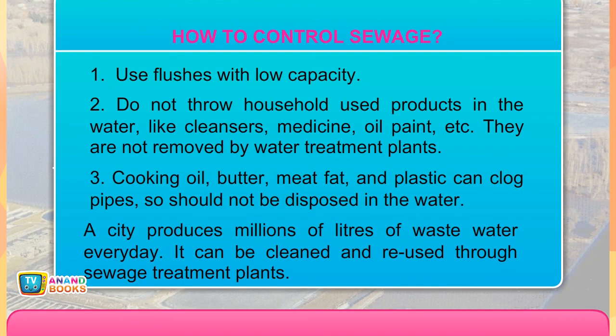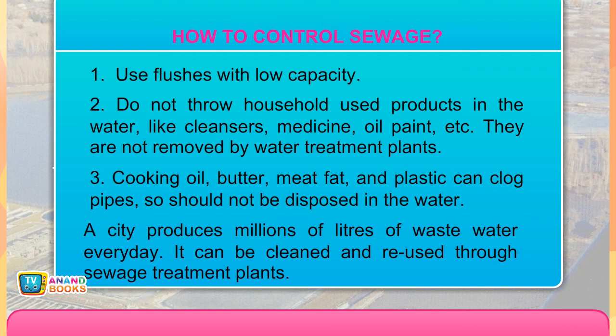How to control sewage? Number 1. Use flushes with low capacity. Number 2. Do not throw household used products in the water, like cleansers, medicine, oil paint, etc. They are not removed by water treatment plants. Number 3. Cooking oil, butter, meat, fat, and plastic can clog pipes, so they should not be disposed of in the water.